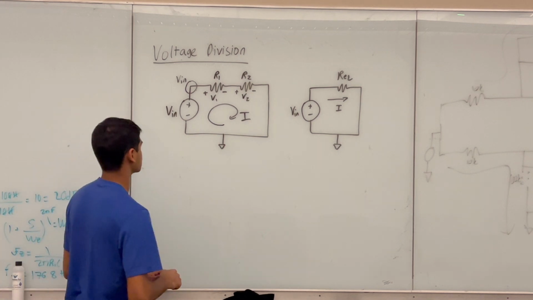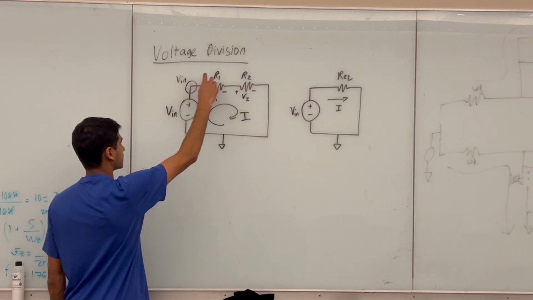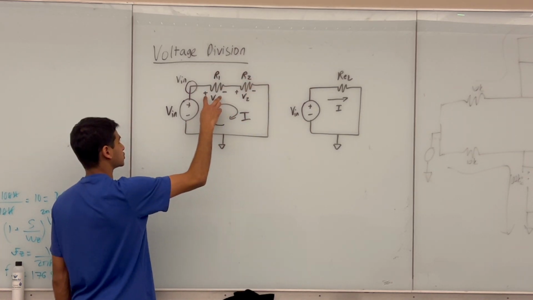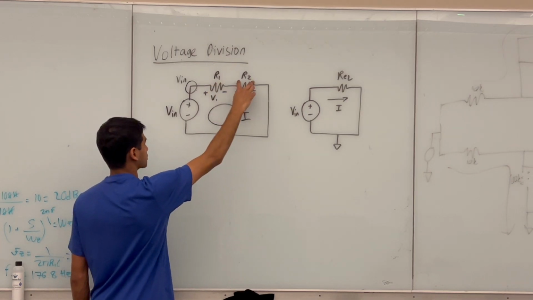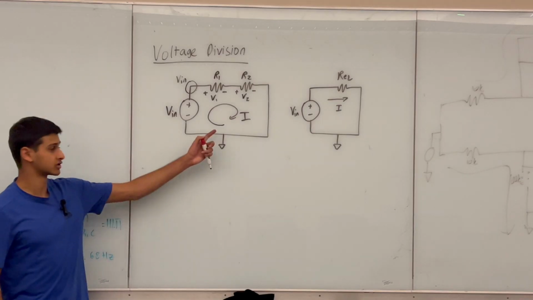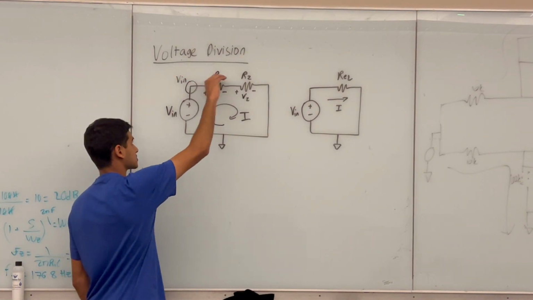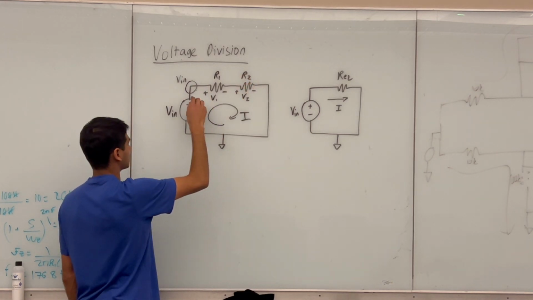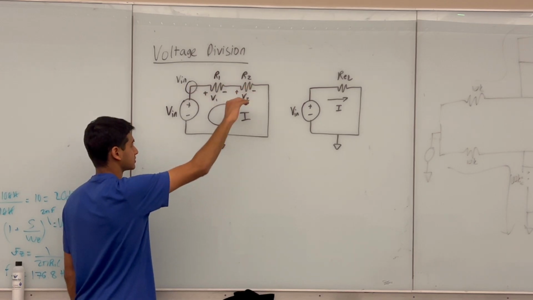So voltage division is when I have a voltage that's basically being applied across a bunch of series resistors, and I want to find the voltage drop across each individual resistor in the circuit. So for this circuit on the left, you can tell that Vn is being dropped across R1 and R2, and the two resistors are in series. And so I can tell that the same current is going through these two resistors.